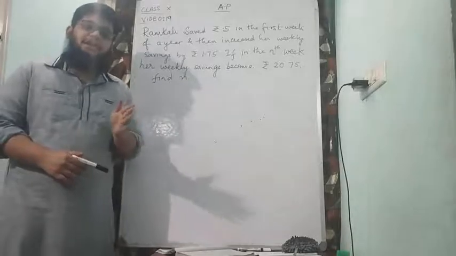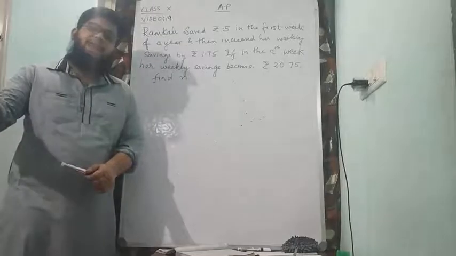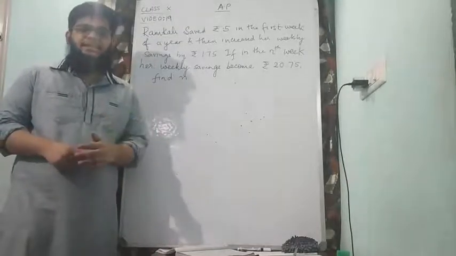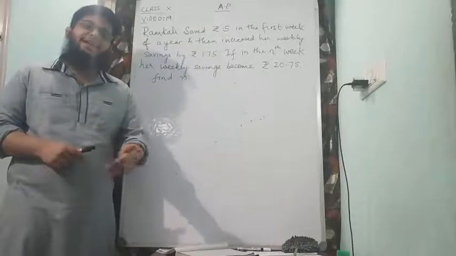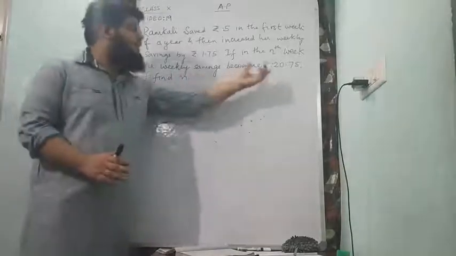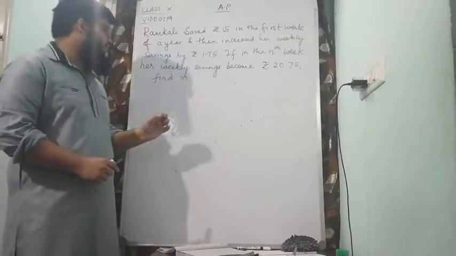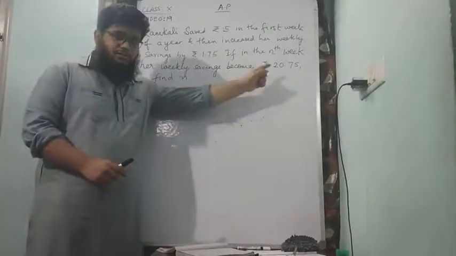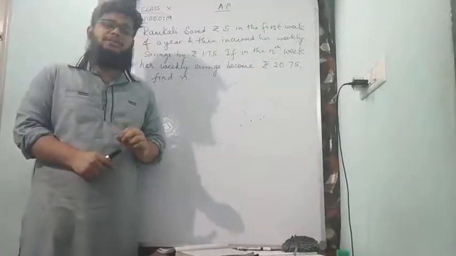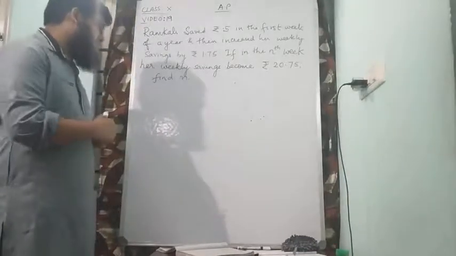That means in this week, if she has saved ₹5, next week she will add ₹1.75, so her savings will become ₹6.75. And after that she again adds ₹1.75 every week until her savings become ₹20.75. So we should find out in which week, or after how many weeks, her total savings will be ₹20.75. Okay, so let us try to write the AP for this.